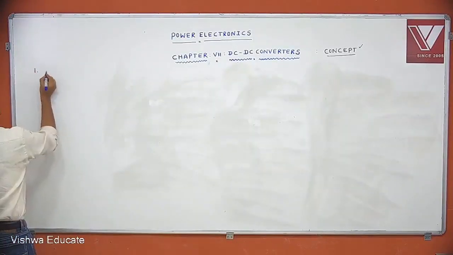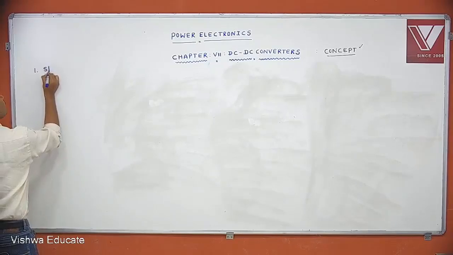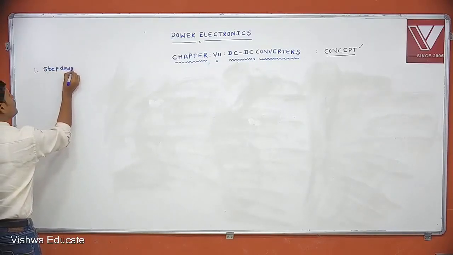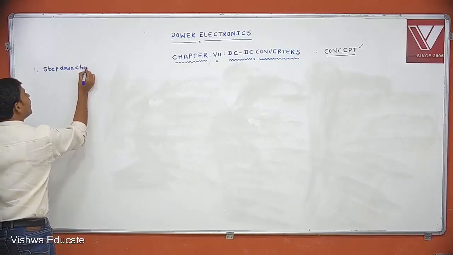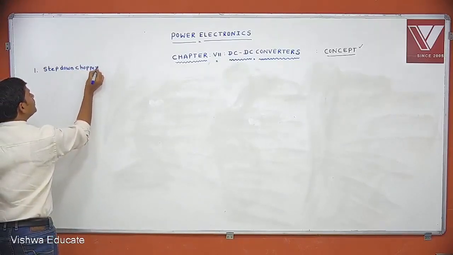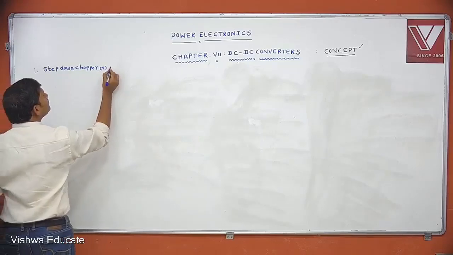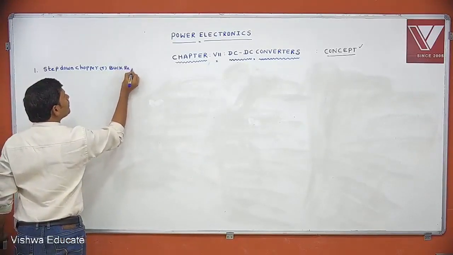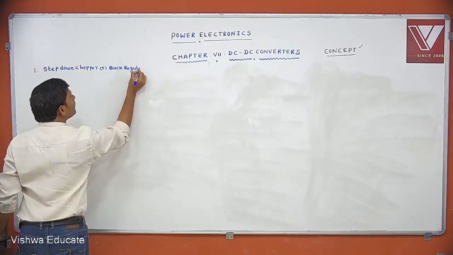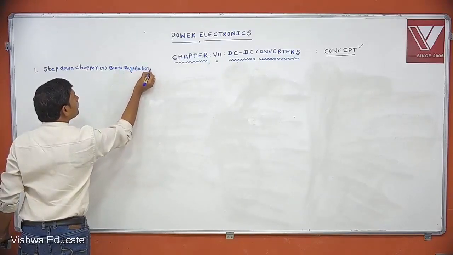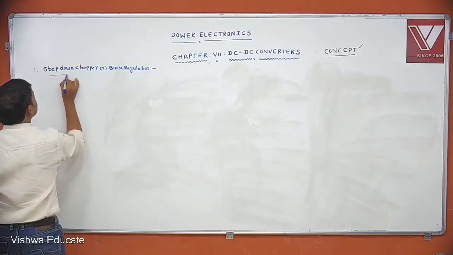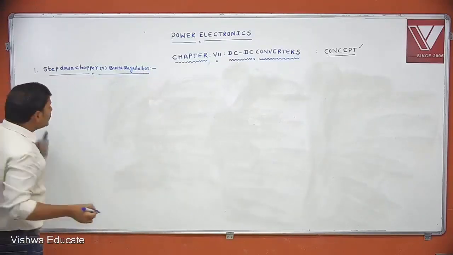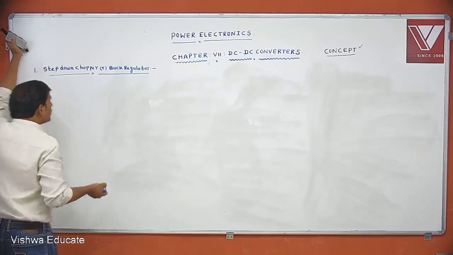The step down chopper or buck regulator, or it is also called V to I converter. Buck regulator. First, draw the circuit for step down chopper.